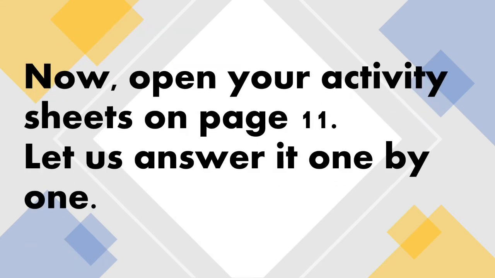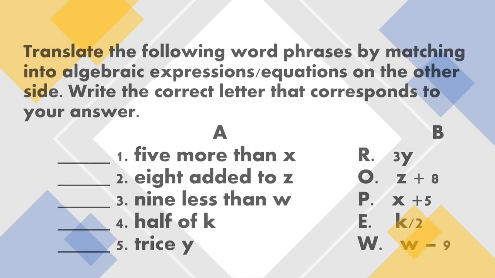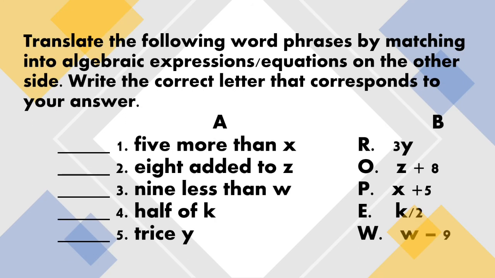Now, open your activity sheets on page 11 and let us answer it one by one. Translate the following word phrases by matching into algebraic expressions or equations on the other side. Write the correct letter that corresponds to your answer. Are you ready? So the first one is 5 more than x. You may now answer.